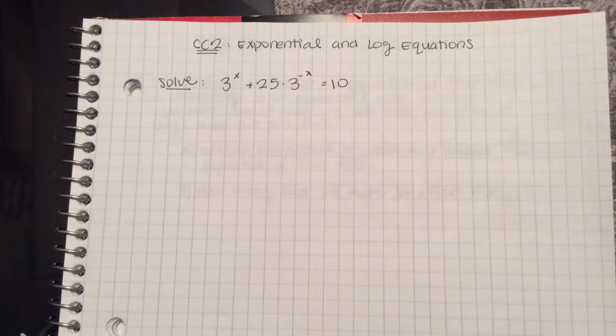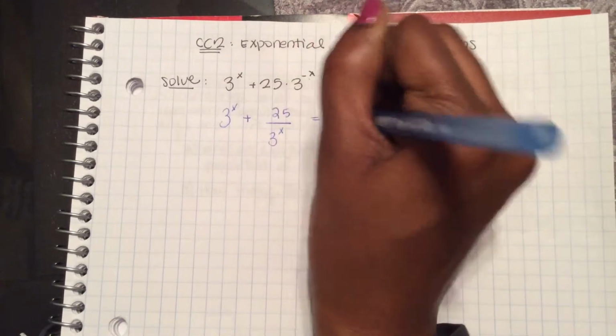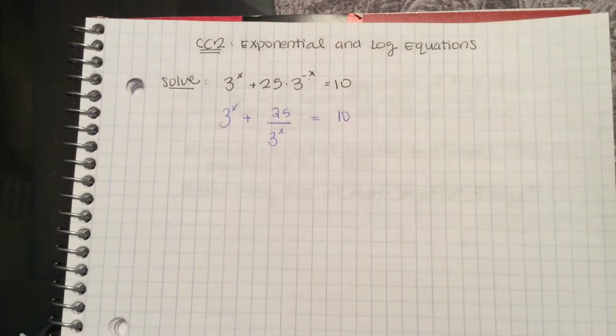Here's one more CC2 problem. It's an exponential equation that we want to solve here. So first, I see this negative exponent. I don't like that. So I'm going to rewrite it as a positive exponent.